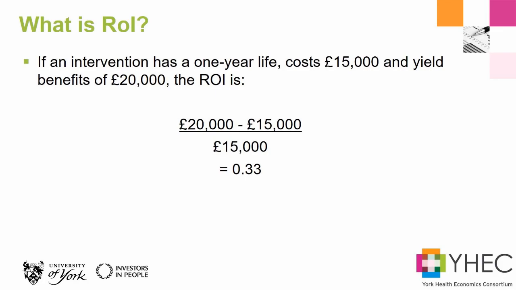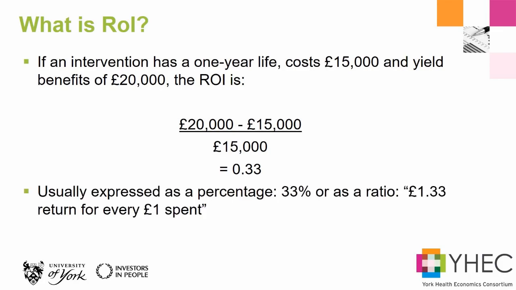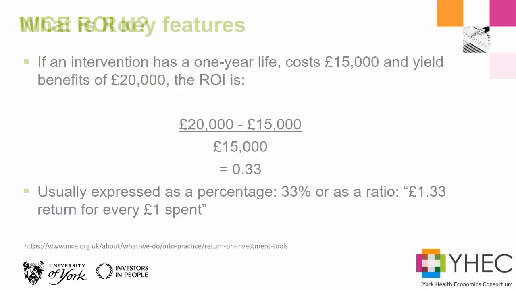If the Public Health England formula was used, the ratio would be 1.33 because the benefits would not be shown net of the cost. This is often expressed as a percentage. In this case, the return on investment for this intervention is 33%. It can also be expressed as a ratio. For example, there is a £1.33 return for every £1 spent on the investment.